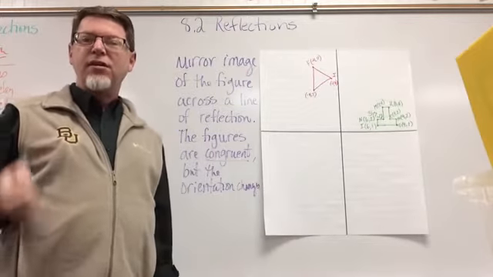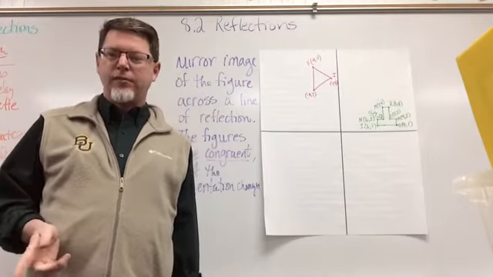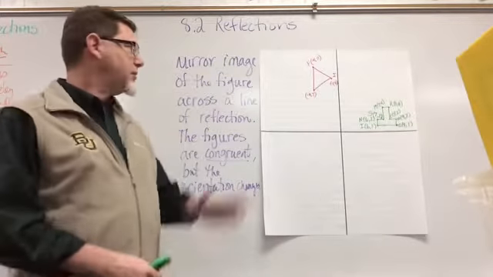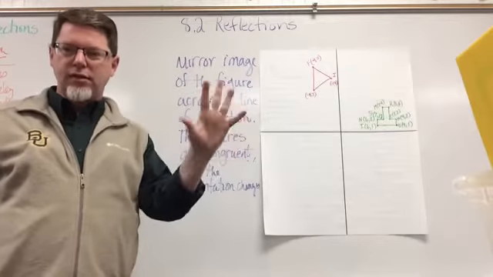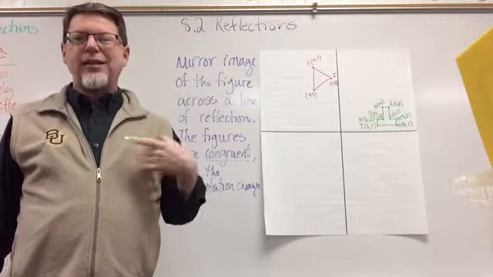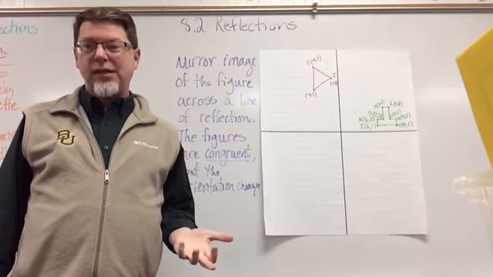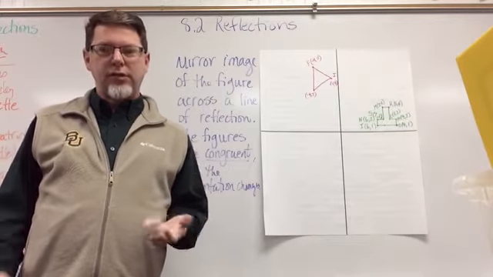A reflection is a mirror image of the figure across a line of reflection. And this year that line of reflection is going to be either the y-axis or the x-axis. That's what we're going to reflect across. Okay? When you reflect an image, the congruency stays the same. Same size, same shape. But the orientation changes. And I'll show you what that means in just a second.